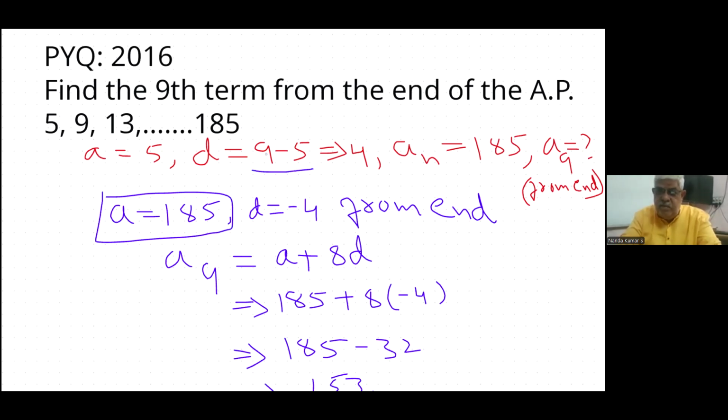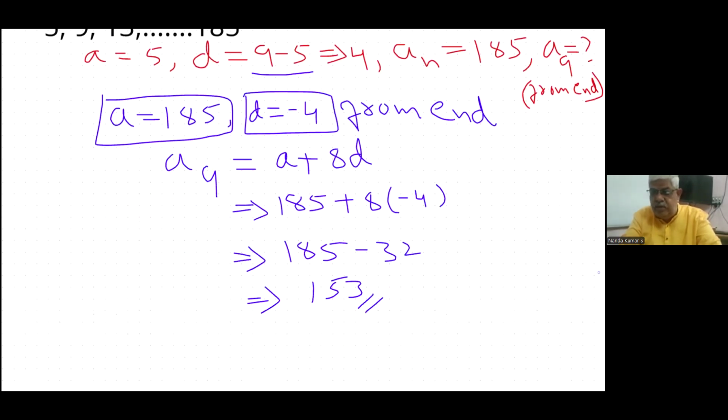My dear children, remember, 4 is the common difference from the beginning, but the common difference from the end is considered as negative of 4. Therefore, a9, the ninth term of the AP, is a plus 8d. Substitute the values: a is 185 plus 8 multiplied by negative 4, which gives you 8 times 4 is 32. 185 minus 32 gives you 153, which is the ninth term from the end of the given arithmetic progression.